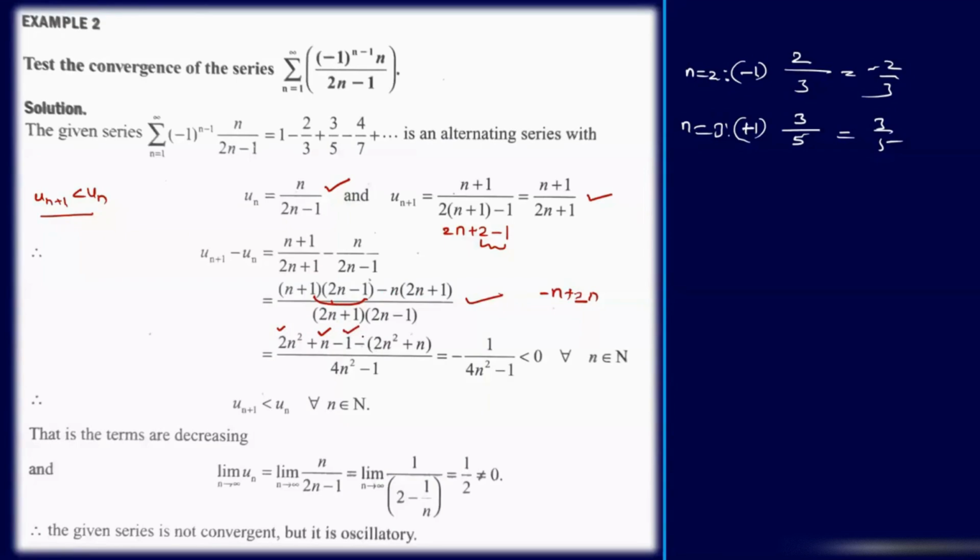Then here we have a minus. That minus is carried as it is. And when you multiply this n with these two terms, n into 2n is 2n square, then n into 1 is n. So we got these total terms in the numerator.